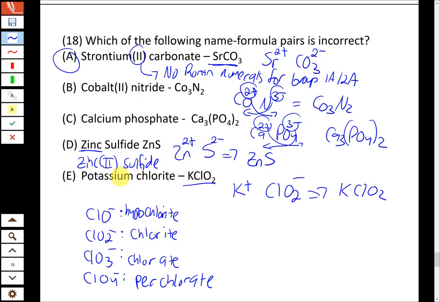All right, so it was the first one, A, that was incorrect because we don't need a Roman numeral if we're dealing with those first 2 columns of the periodic table. Any questions on nomenclature, especially ionic compounds?